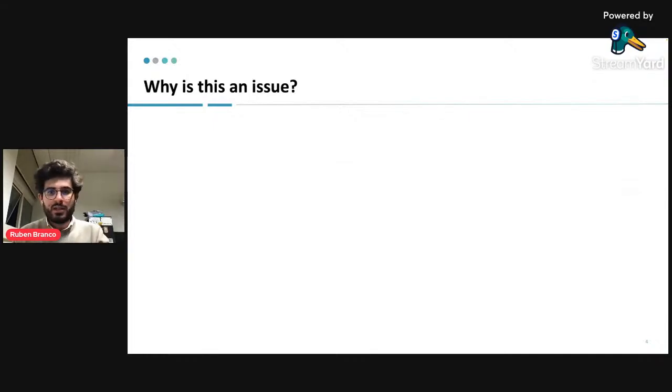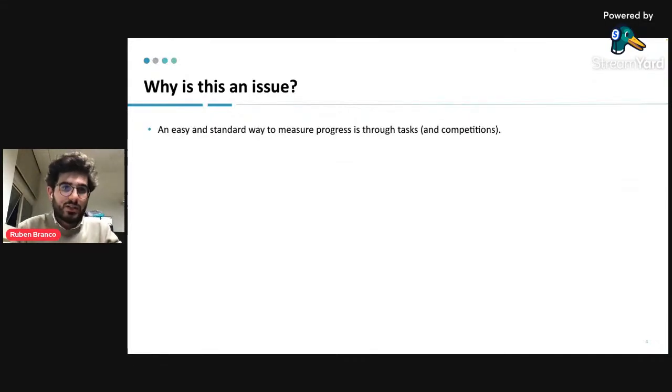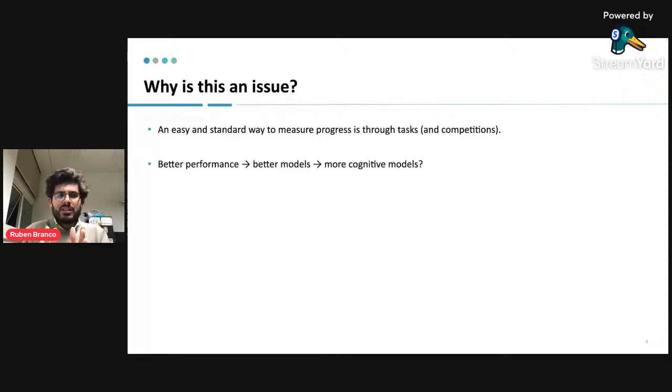Why should you care? Well, an easy and very standard way to measure progress in machine learning overall, I would say, is through tasks. So you make tasks and you have data sets for those tasks, and you might even have competitions where you have a website with a competition on that task, and then different research teams can submit their scores and it will be listed there. This promotes competition, which means people will get interested in researching that task and try to come up with better performing models. So better performance means better models, which means more cognitive models, I guess.